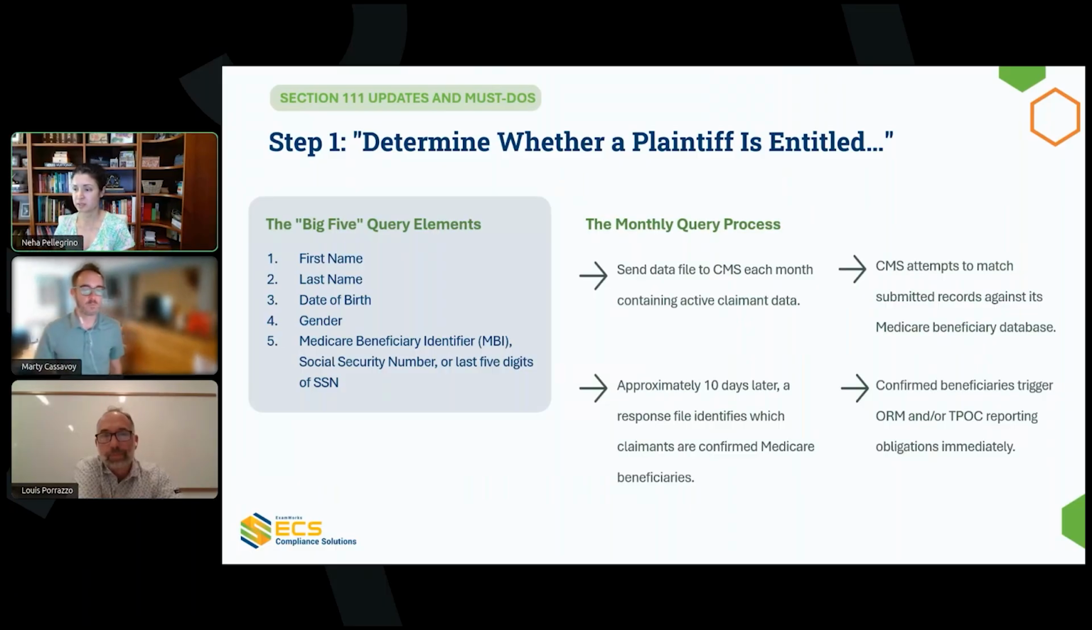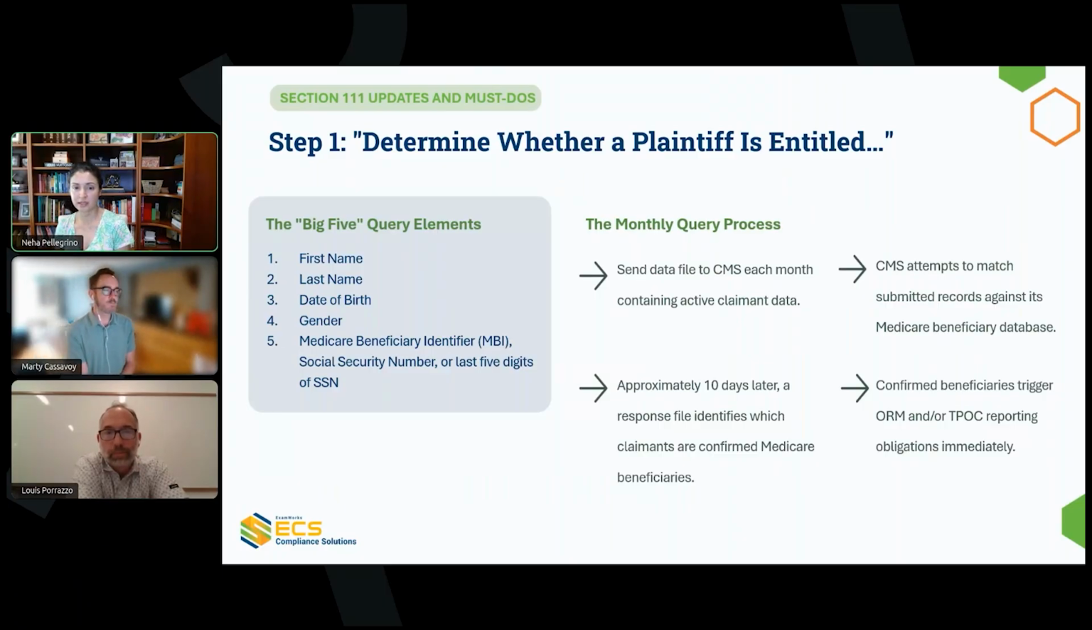So we see them here listed: first name, last name, date of birth, gender, and either social security number, last 5 digits, or the MBI there. Once that information is received, that data can then be matched against the Medicare database to confirm beneficiaries. So we know what information we need, but how do we go about getting that information?